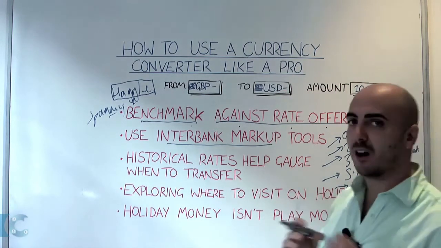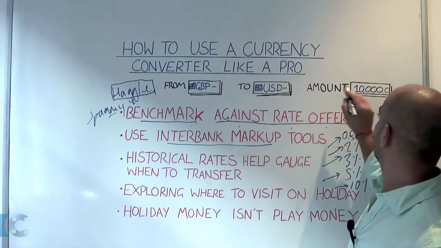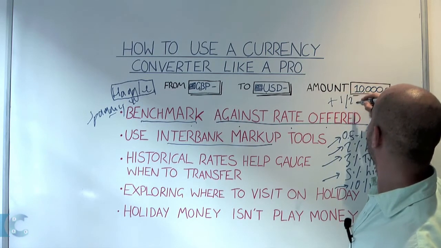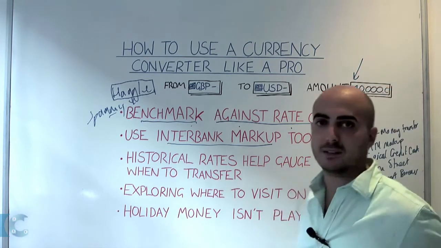So essentially, there are currency converters out there where you can do GBP to USD 10,000, and then you can add like 1% or 2%, and the figure over here would reflect the markup that's added.